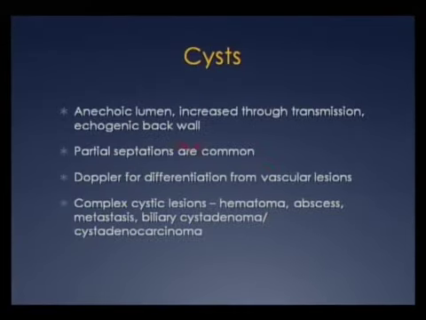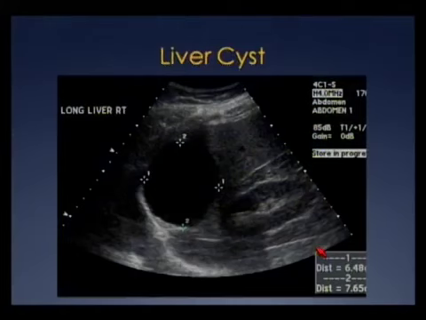Cysts typically have an anechoic lumen, increased through transmission, and an echogenic back wall. Simple cysts, we frequently see septations. Small cysts can be more difficult to discern, so Doppler sometimes can help us if we're trying to decide if this is a small cyst versus a vascular lesion. And the differential for complex cystic lesions includes hematoma, abscess, metastases, and biliary cystadenoma and cystadenocarcinoma.